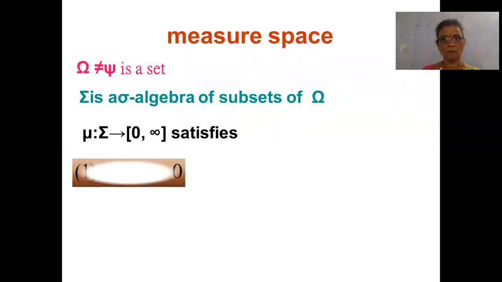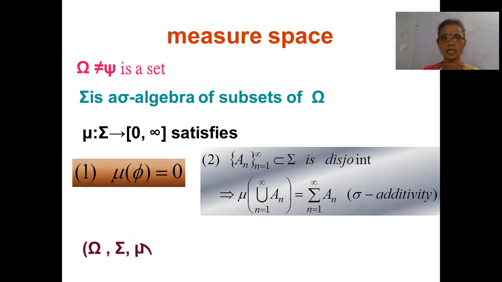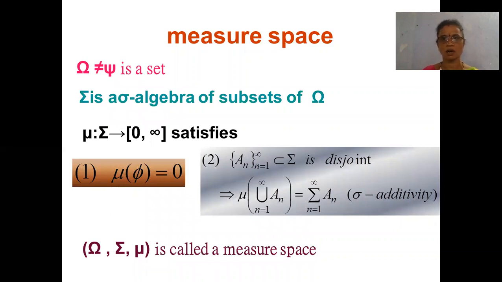Next we are going to see measure space. What is measure space? Omega not equal to empty set is a set. Sigma is a sigma algebra of subsets of omega. Here mu is a function from sigma to the closed interval 0 to infinity satisfying, first, mu of empty set equal to 0. Second, a sequence A_n, n equal to 1 to infinity, a subset of sigma, is disjoint implies mu of union over n equal to 1 to infinity A_n equal to summation n equal to 1 to infinity mu of A_n. Here sigma additivity. Omega, sigma, mu is called a measure space.